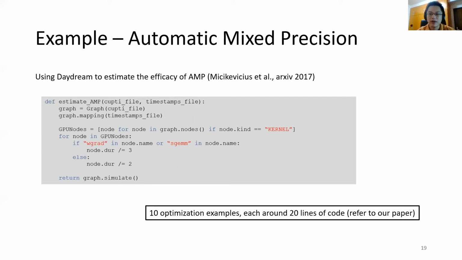The code is written in Python, showing our prototype implementation of Daydream user programs. And this is a very simple example. In the paper, we show 9 other examples, and each of them takes only around 20 lines of code.